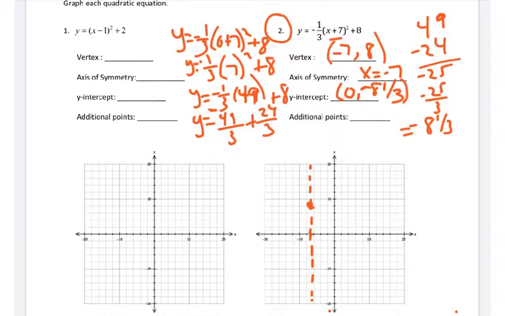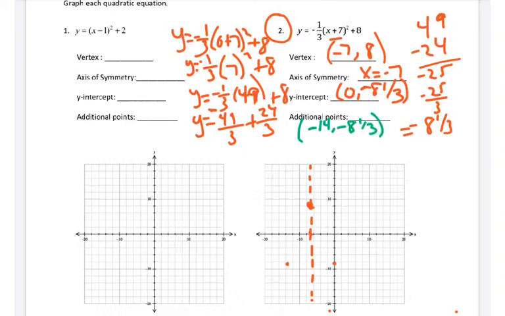Okay. So 0, negative 8 1/3 is right about there. So if that's 7 away, then 14, right? Negative 14, negative 8 1/3 is going to be another point. So 10, 12, 14, negative 8 1/3 is kind of like there. Yeah, that's about right. So there's an additional point. I'm going to do those in a different color. My additional points are going to be negative 14, comma, negative 8 1/3.